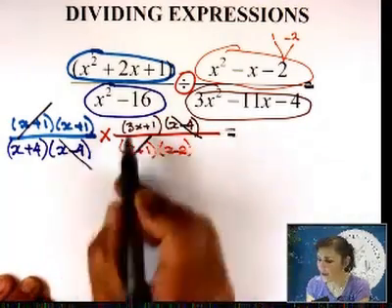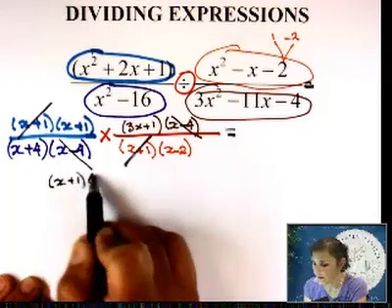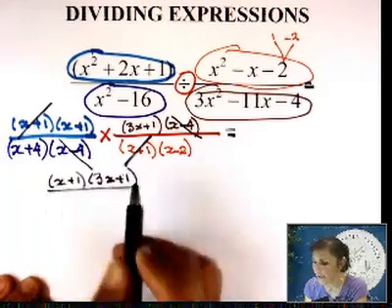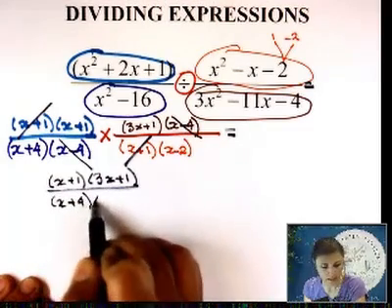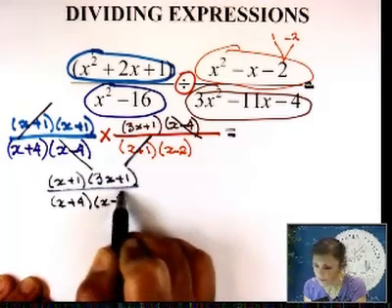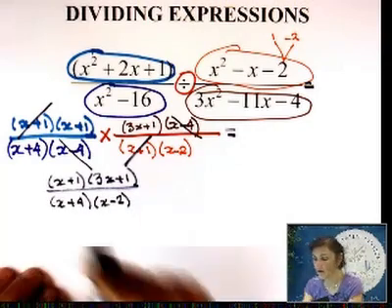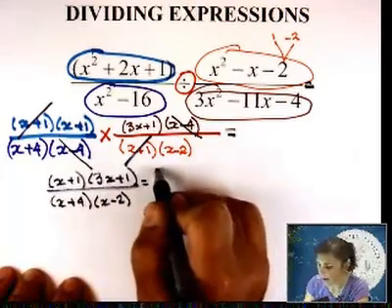Then I write them down. So I have an x plus 1 on top, 3x plus 1 on top. Then I have x plus 4 at the bottom, and then x minus 2 at the bottom. If you want, you can multiply them out again because this is all I can do. You can either answer it like that, or you can multiply them out if you want.